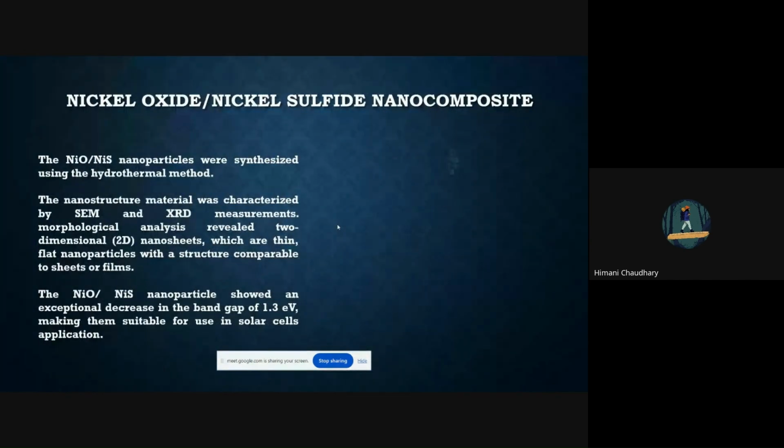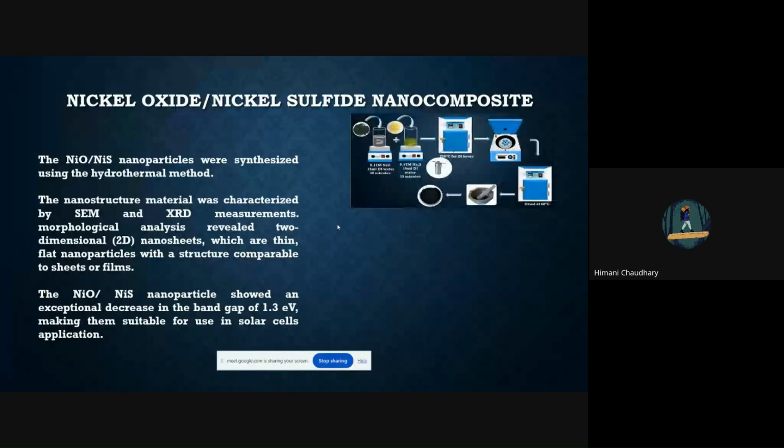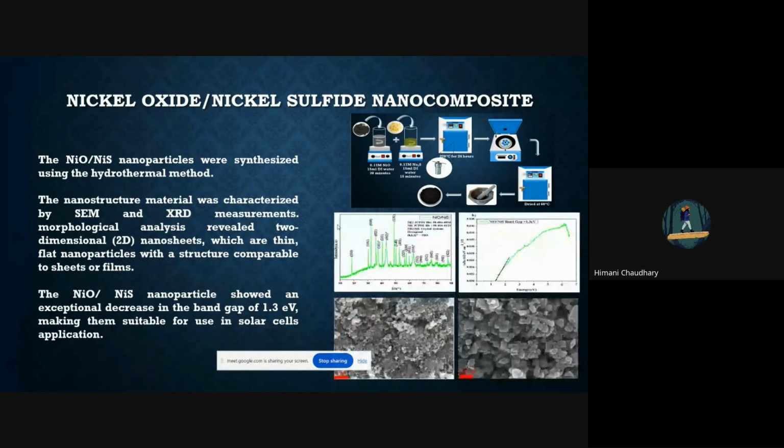First, the nickel oxide, nickel sulfide nanoparticles were synthesized using the hydrothermal method. The nanostructured material was characterized by SEM and XRD measurements. Morphology analysis revealed two-dimensional nanosheets, which are thin, flat nanoparticles with a structure comparable to sheets or films.